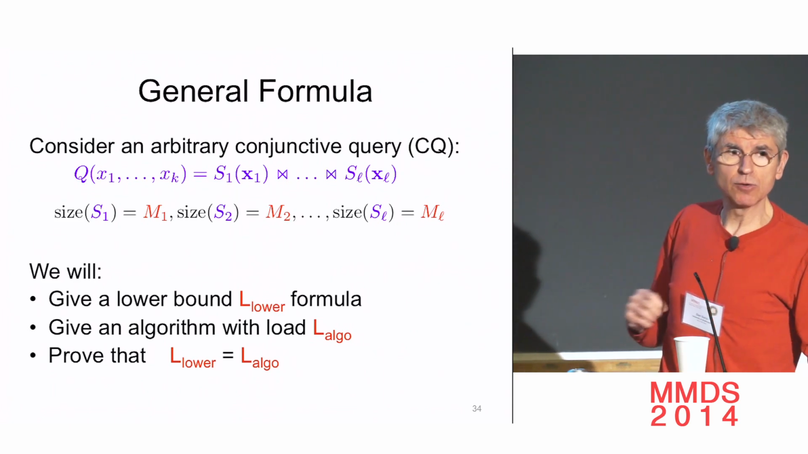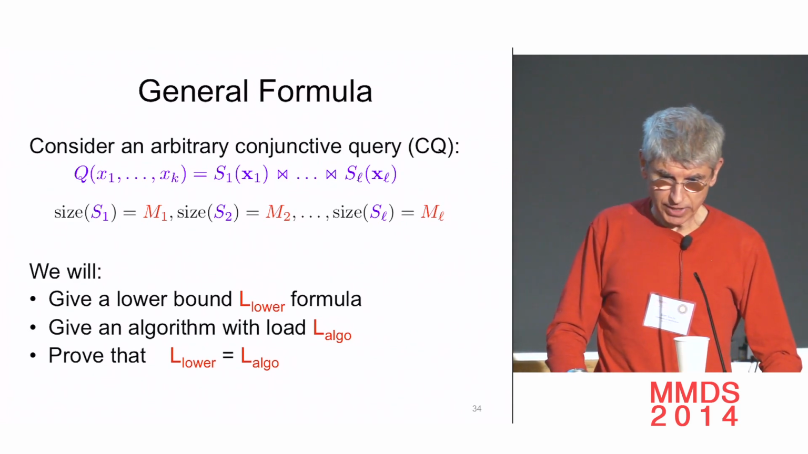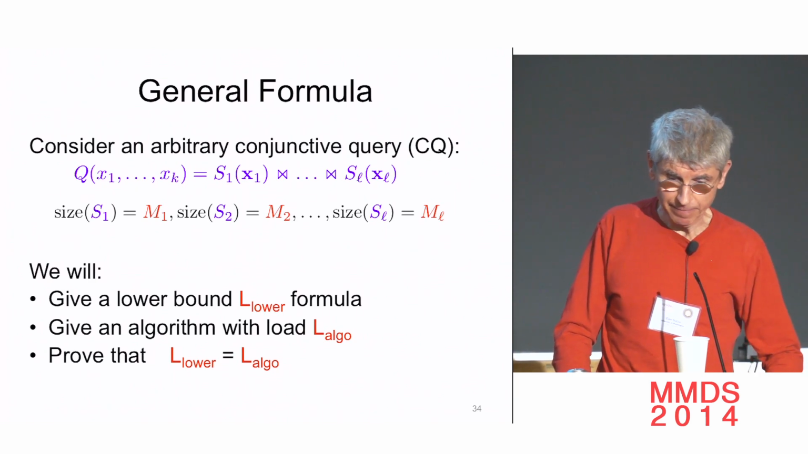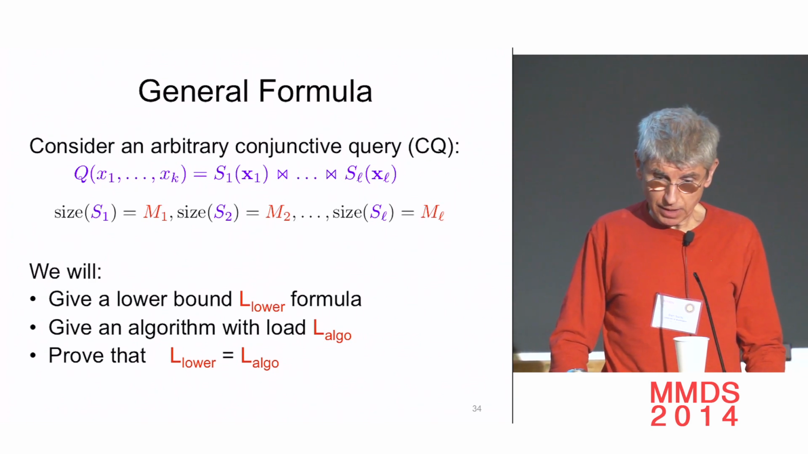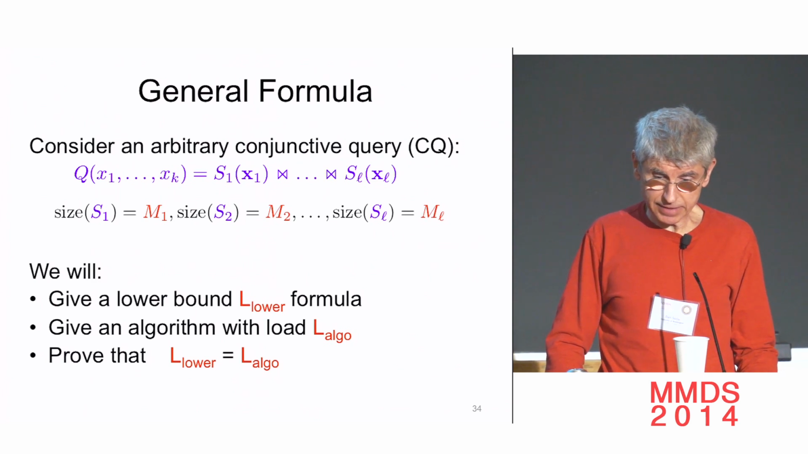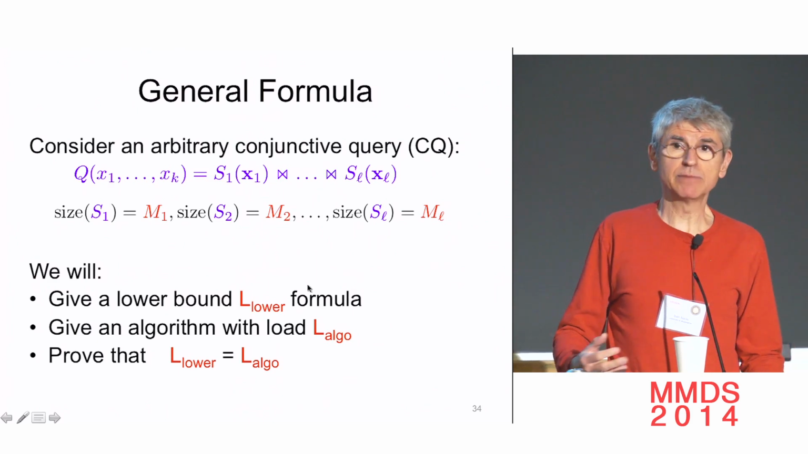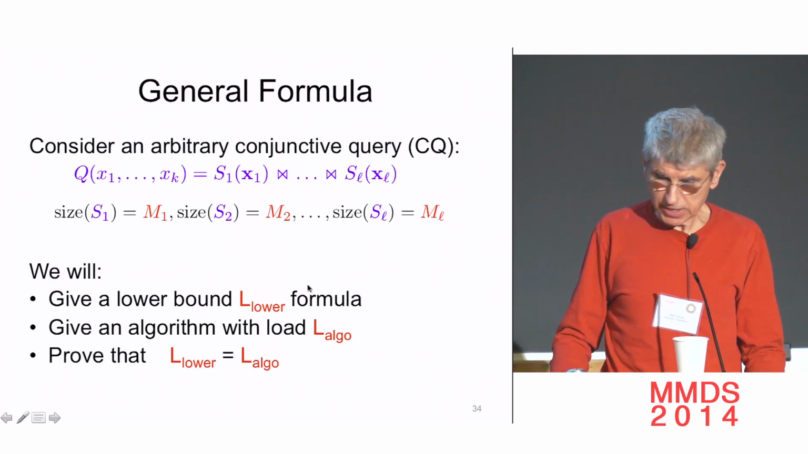Here is how a SQL query looks in a mathematical notation. So we have several relations, S1, S2, SL, and we join them. And they have fixed sizes. And we want to see what is the minimum communication cost that we need to pay.